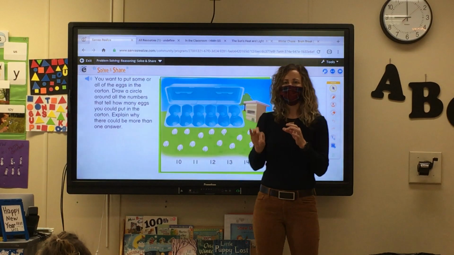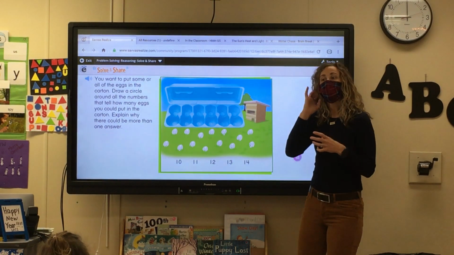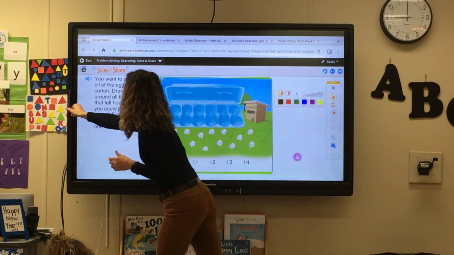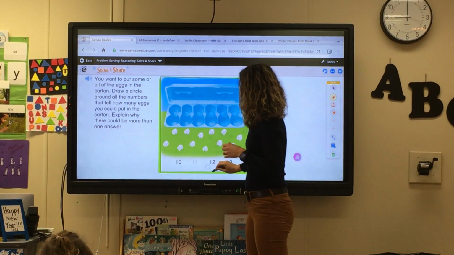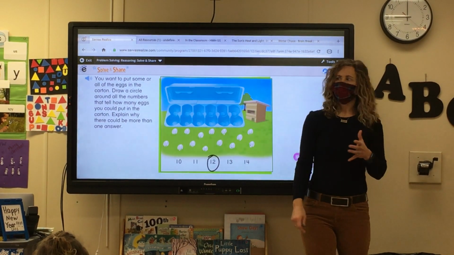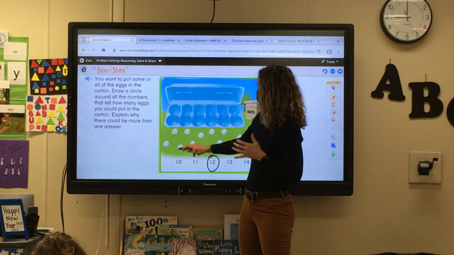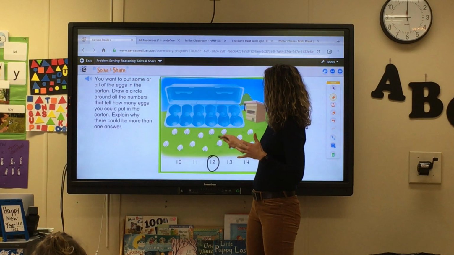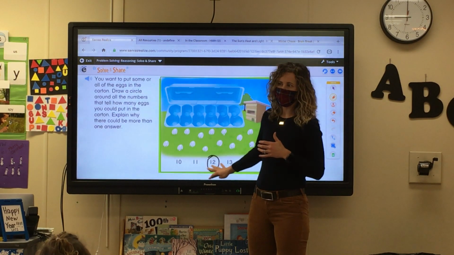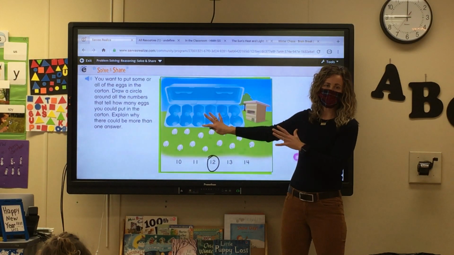All right, so how many eggs can we definitely fit inside of this egg carton, Francesca? 12. All right, so go ahead and let's circle 12. All right, so we can definitely fit 12 eggs inside of this carton. All right, so I wonder if there's 12 eggs here. Let's see, 1, 2, 3, 4, 5, 6, 7, 8, 9, 10, 11, 12, 13, 14. Ooh, so there's 14 eggs altogether. All right, so we can definitely take 12 of those eggs and fit it inside.